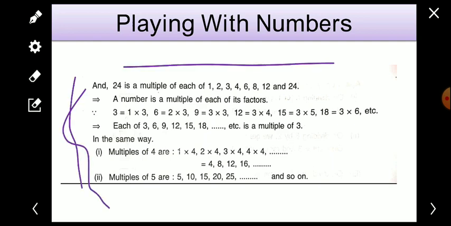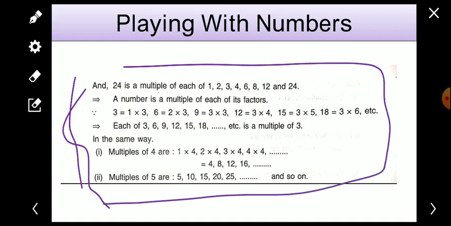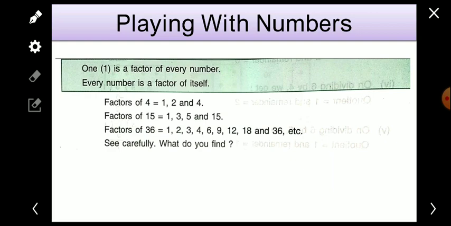Actually, we can say that this is a revision chapter of factors and multiples. So 1 is the factor of every number. We know that 1 can divide each and every number. So 1 is the factor of every number, and every number is the factor of itself. Any number can be divided by itself. 5 can be divided by 5, 10 by 10, 2 by 2. So every number is a factor of itself. Here you can see the example.